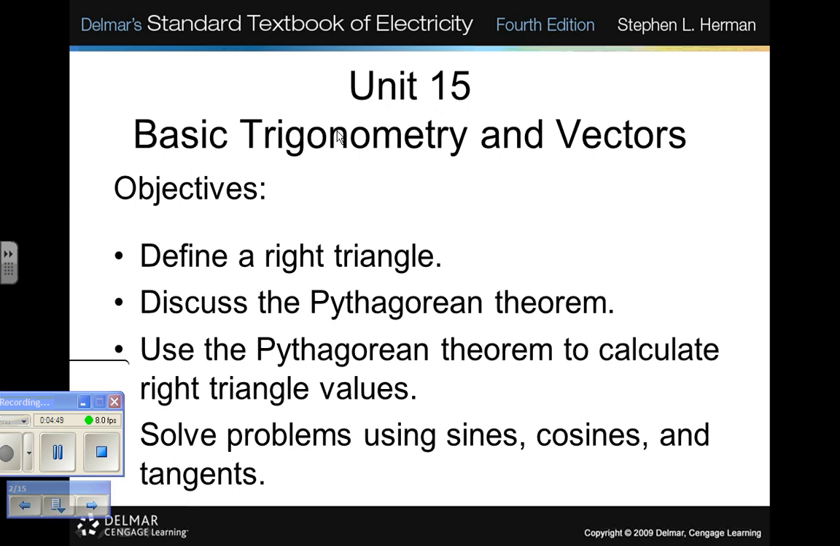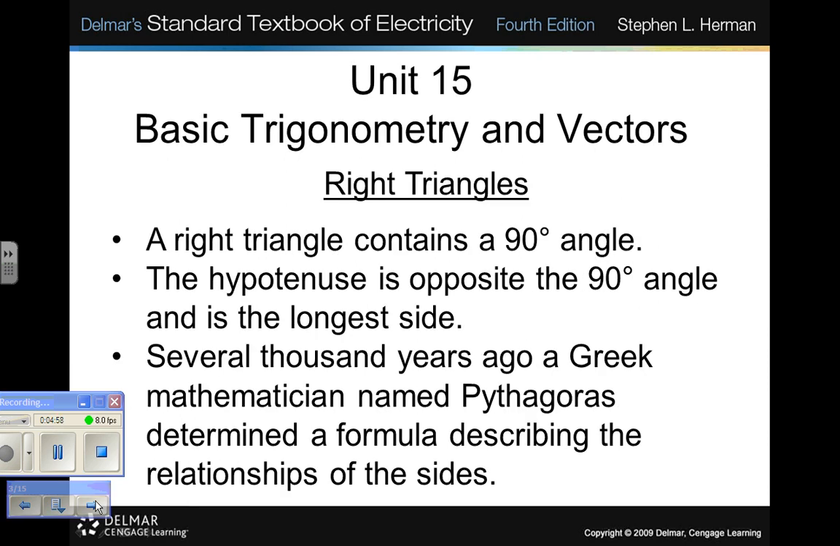Do not use the Pythagorean theorem to calculate right triangle values. We're not going to do that. Solve problems using sines, cosines, and tangents. We are going to do that. First, it would be a good idea to define what those things are.